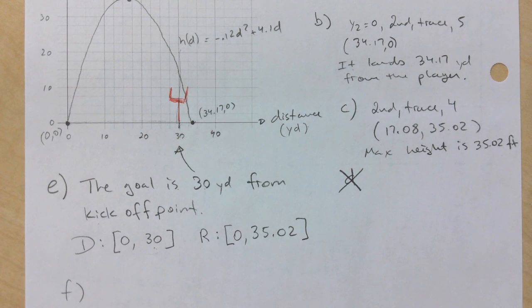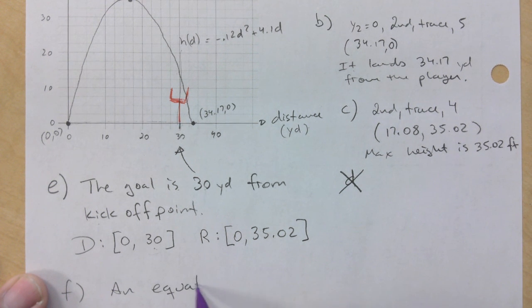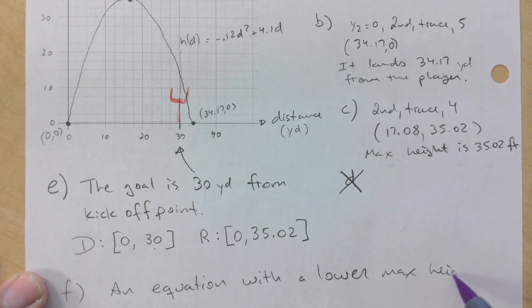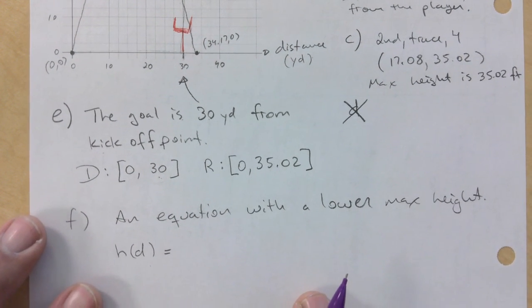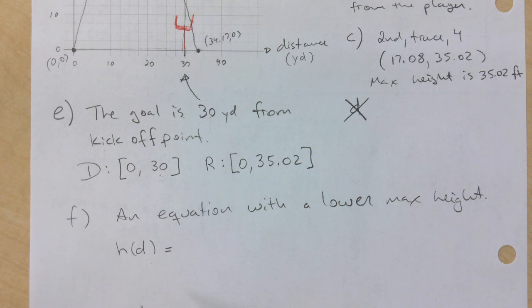F was supposed to get you to think. I don't know if it did that. D, I apologize. If you were scratching your head over that one, that's totally my fault. But F, you want an equation with a lower maximum height. How would you do that? They're basically saying, come up with an equation.